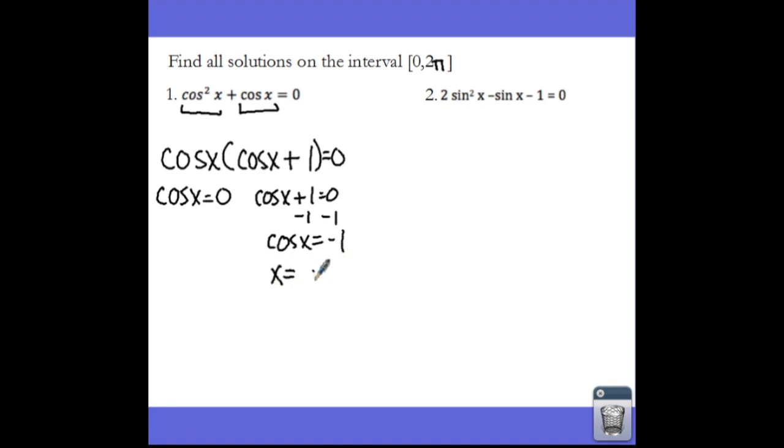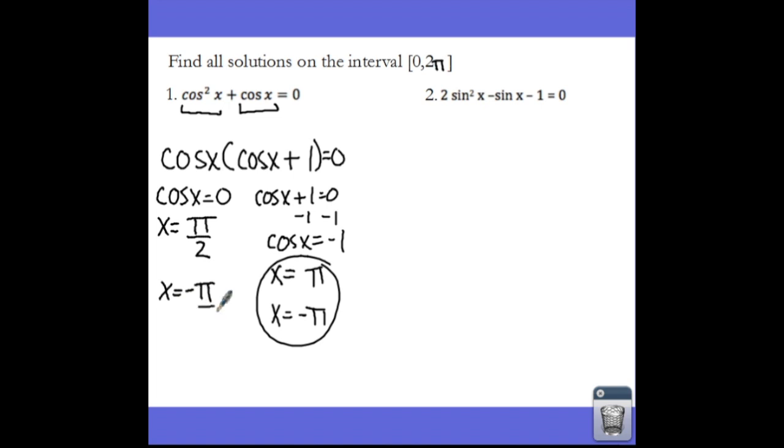So for cosine of x equals negative 1, x equals pi, and x equals negative pi. And those are the only two solutions for that equation since they're in between 0 and 2 pi. And then cosine of x equals 0, x equals pi over 2, and x equals negative pi over 2.